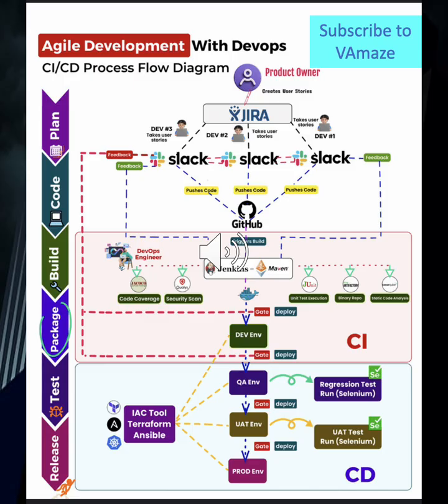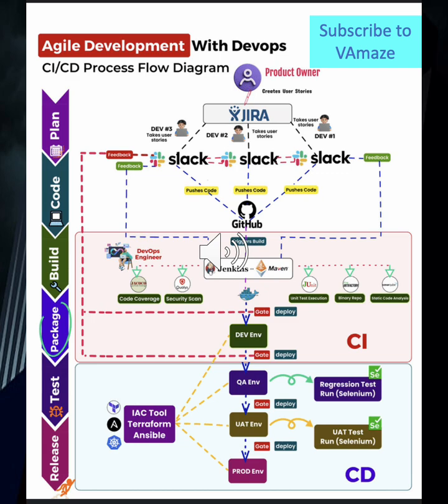Feedback loops and continuous improvement. Monitoring and feedback. Throughout the entire process, feedback mechanisms are built in. Slack notifications keep teams informed of build status and deployment progress. Each environment gate provides validation points where issues can be caught and addressed. The process supports rapid iteration and continuous improvement.